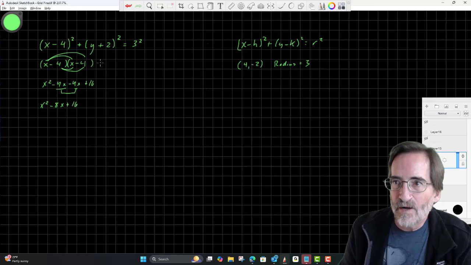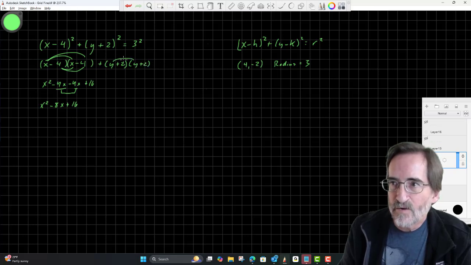Let's do the same with the y. y plus 2 times y plus 2. Distribute: y squared plus 2y plus 2y plus 4. Combine the two middle terms. 2y and 2y is 4y, so we get plus y squared plus 4y plus 4 equals 3 squared. 3 squared is 9.